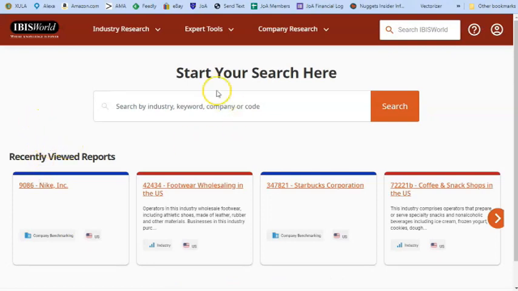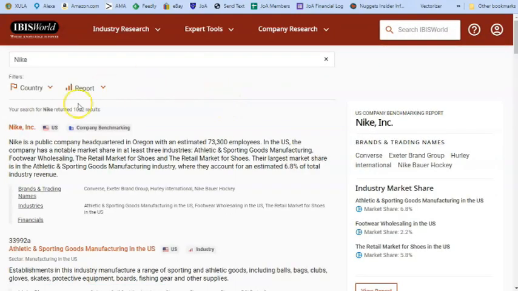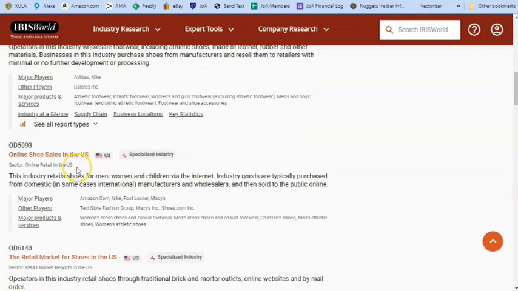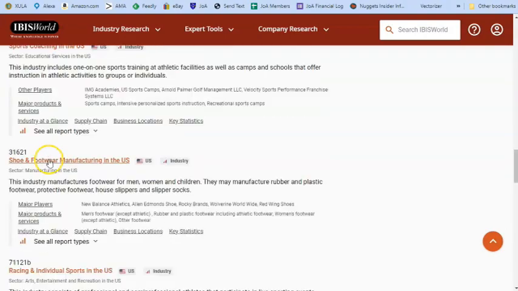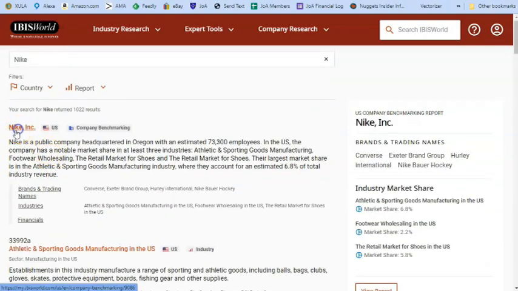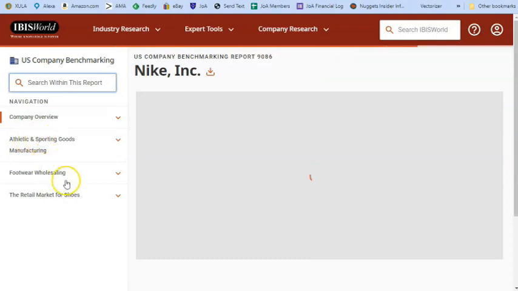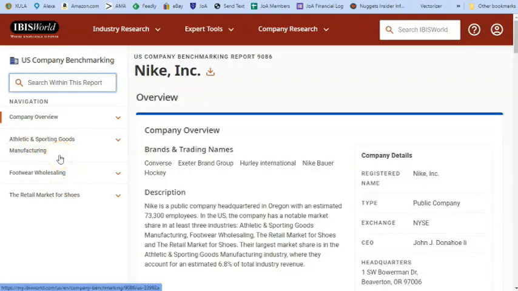So here I am in the starting page, and let's say I'm going to look for Nike. So I have searched for Nike, and the first one that comes up is the main one for the company. We can see some different industry categories here below, but let's go to Nike. So here I am looking at the company profile.